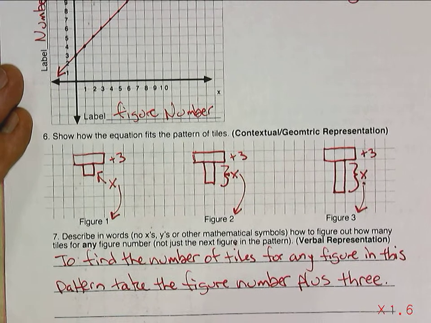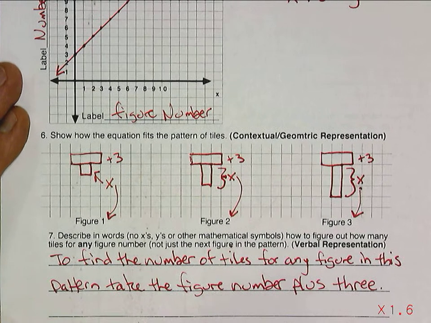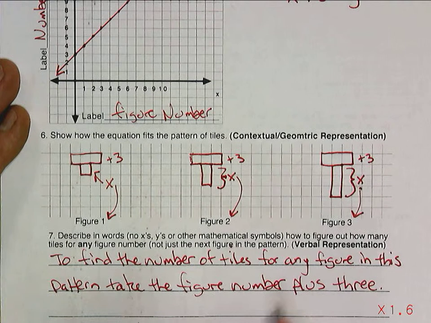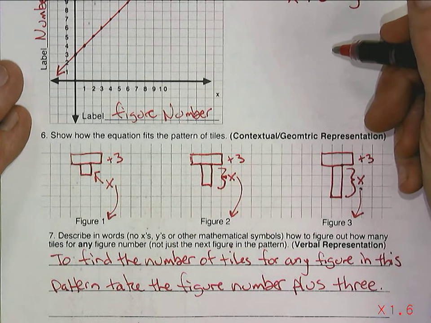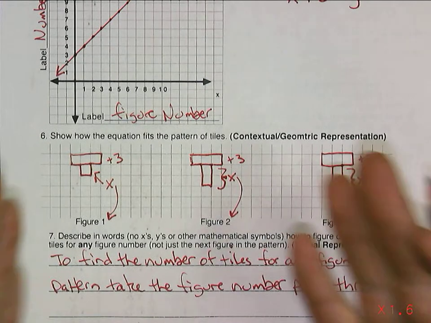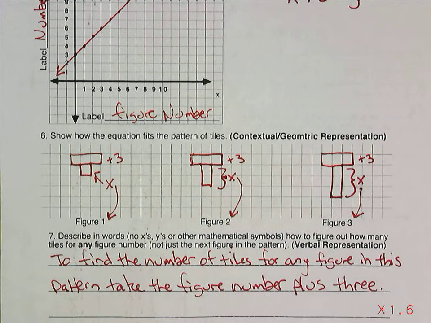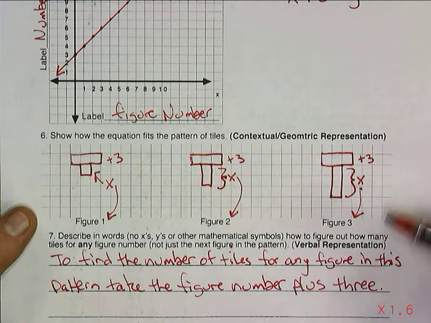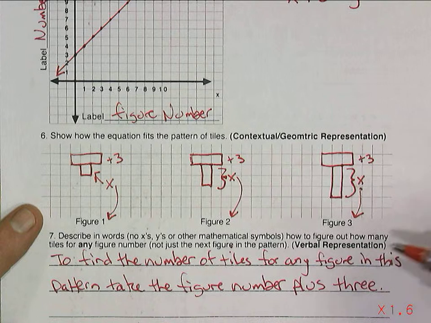So basically now you have instructions, written instructions for finding the number of tiles for any figure in this pattern. Figure number 1000, you know, would have 1003 tiles. It'd be a stack of 1000 tiles tall with 3 across the top. And so now this pattern we can predict for any figure number, and we can do it in any particular context that we want.